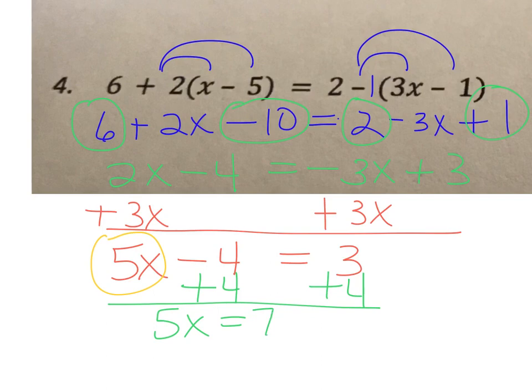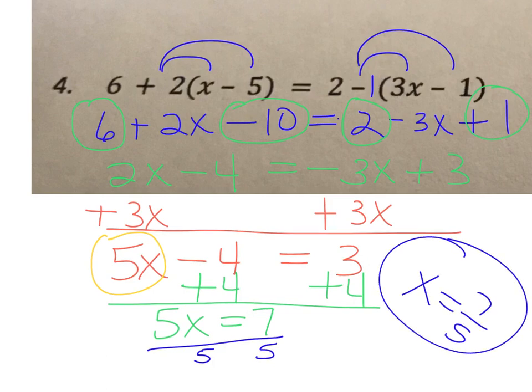I have one step left. I've got to solve for the variable, so I'm going to divide both sides by 5, and my answer is just 7/5. I'm not going to make that a decimal. I'm just going to leave it alone. I can't reduce it. There's nothing I can do to it.